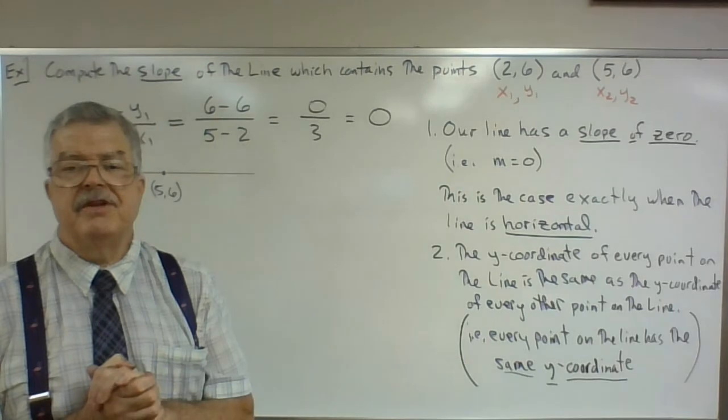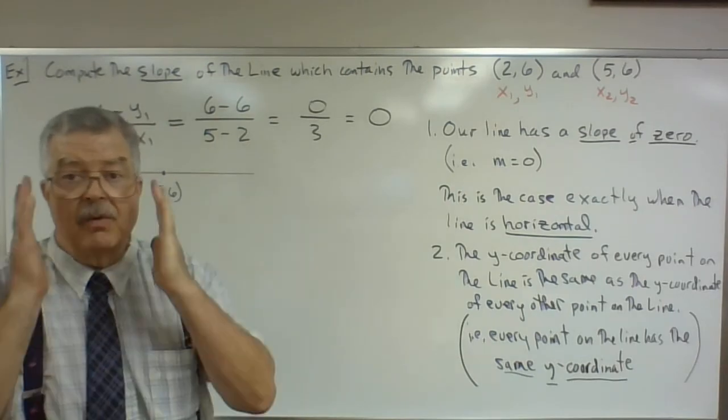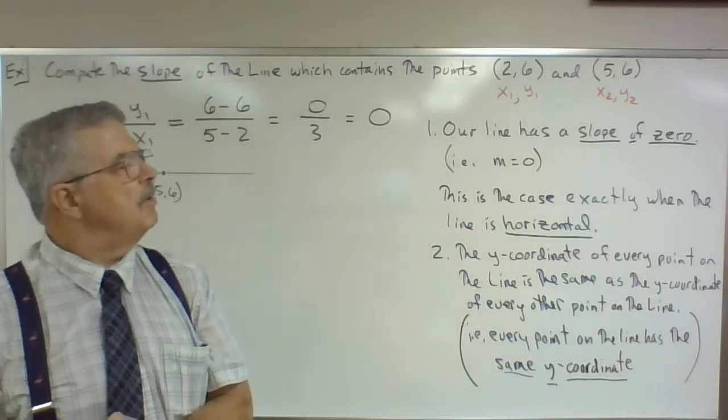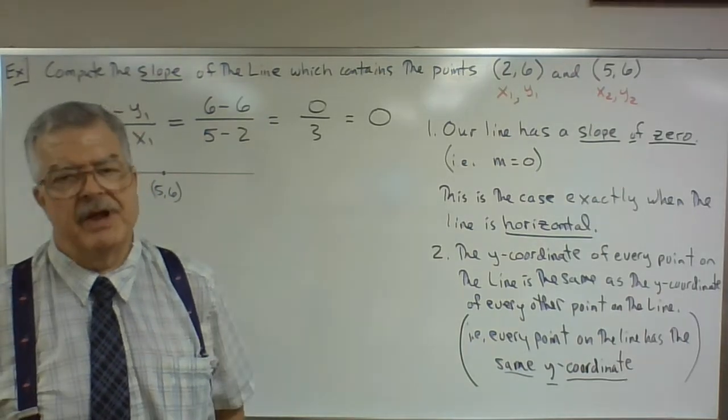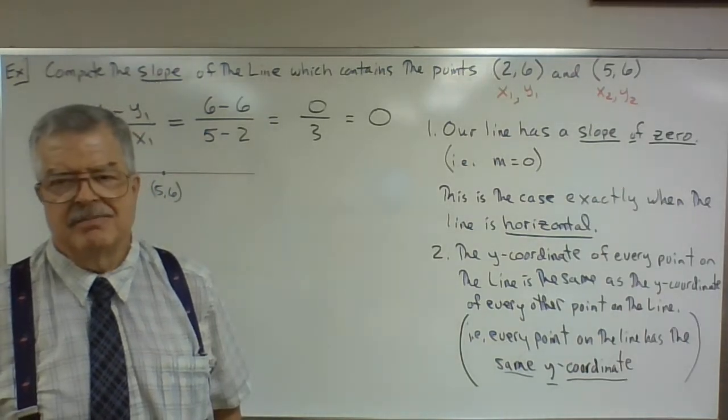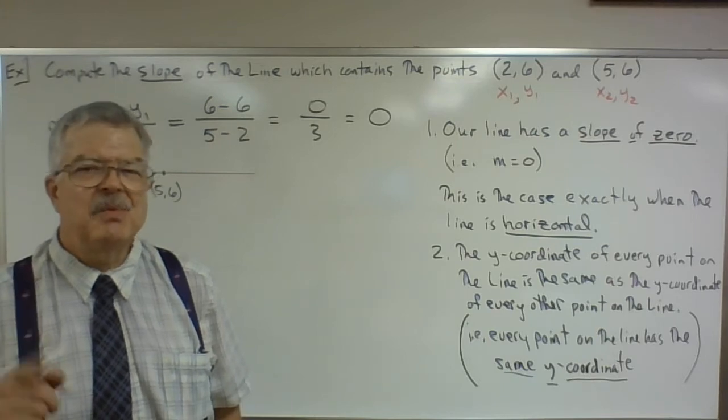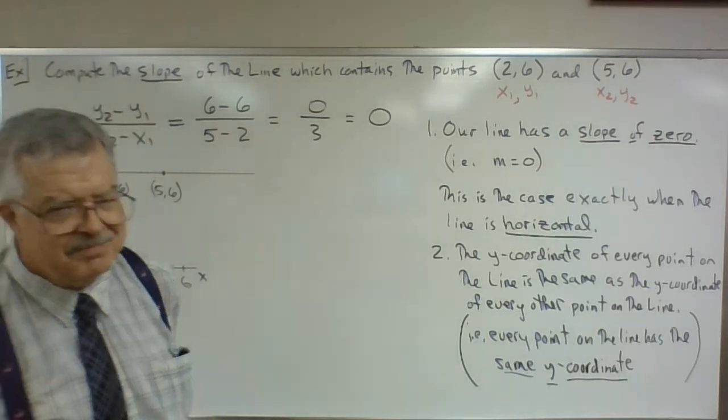Remember in the previous part of this lecture, part 1, that we talked about the slope-intercept form of the equation of a line. Let's see what happens here.